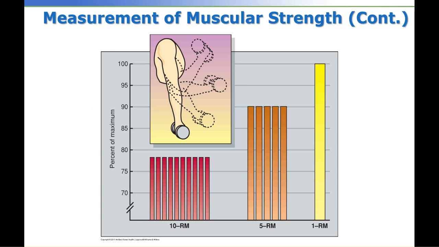Okay, so you have 10 rep max. How many times can you do it, only for 10? It's your maximum of 10, maximum 5, and maximum once. Okay, 100% is the percent of maximum, which is 1 rep max. So percent of maximum, you have 90% of the 1 rep max is 5 reps at whatever weight that is. And then 10 reps is about 75% of that 1 rep max.